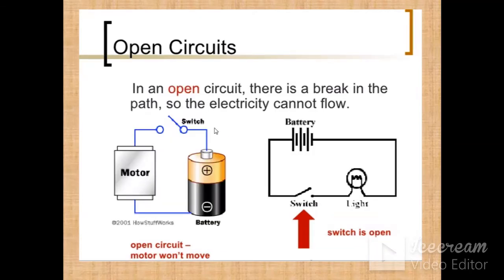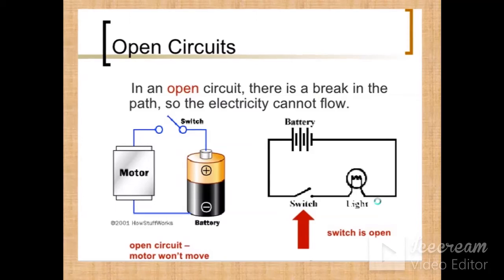Whereas in the case of the open circuit, there is a break in the path, so the electricity cannot flow. Here you can see the motor is connected to the battery, but this terminal is not connected to this terminal, due to which there is no flow of electrons. Here is the circuit diagram. Due to this open switch, or switch being off, there is again no flow of electrons. So for the current to flow, we need the closed circuit, and when the appliance is not in use, we have to make the circuit open by switching off the switch.